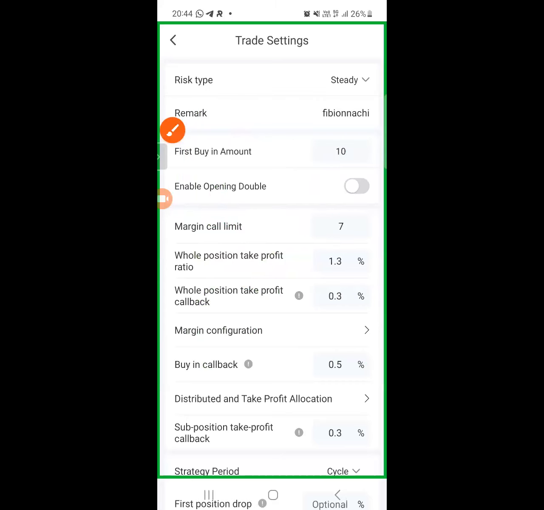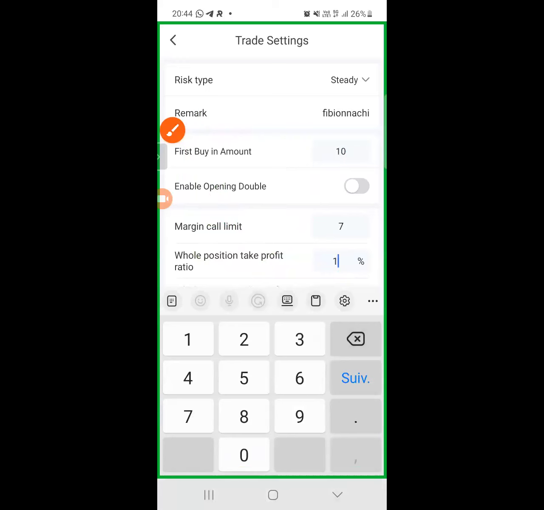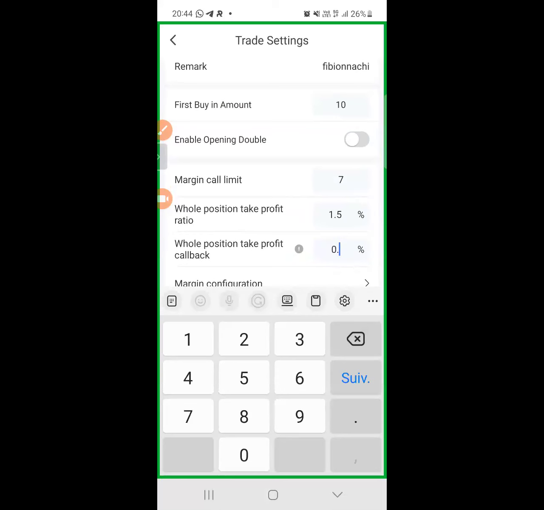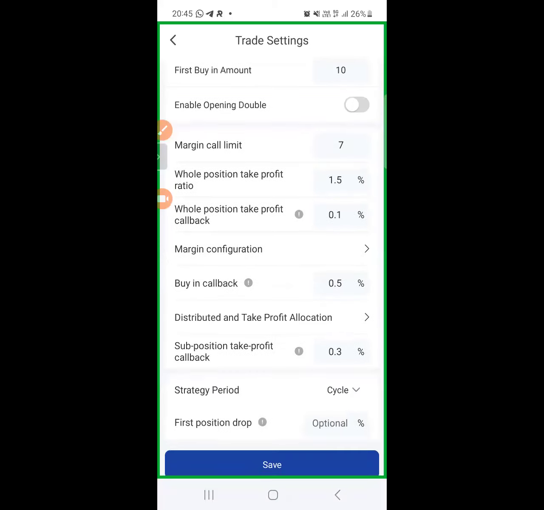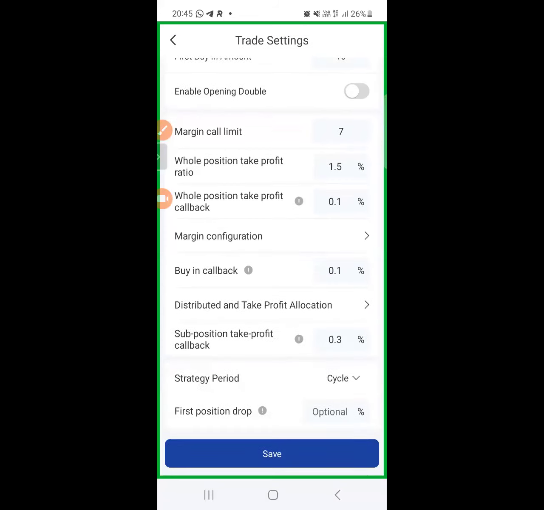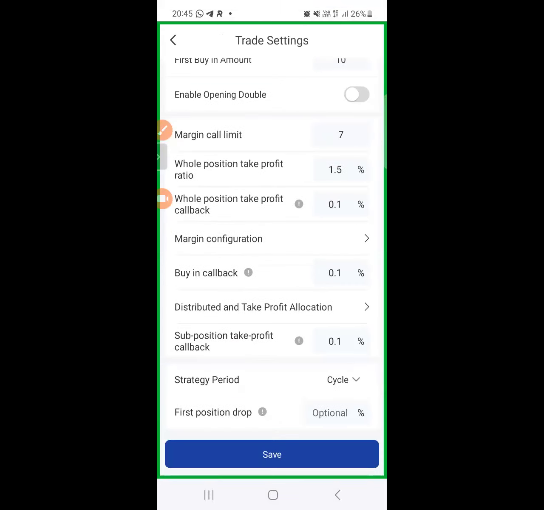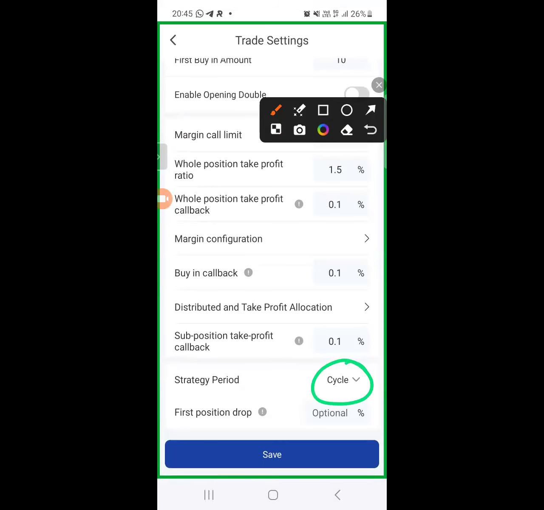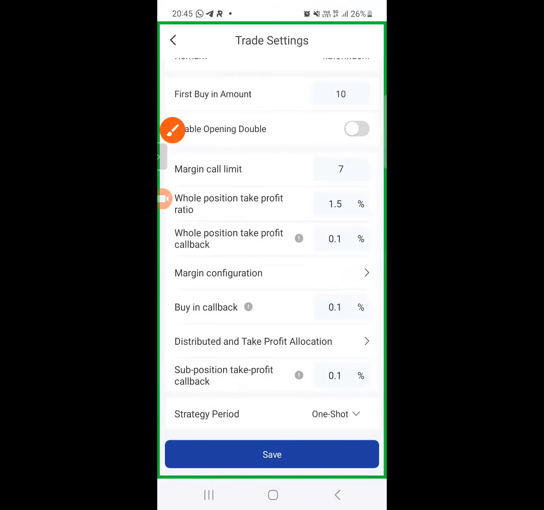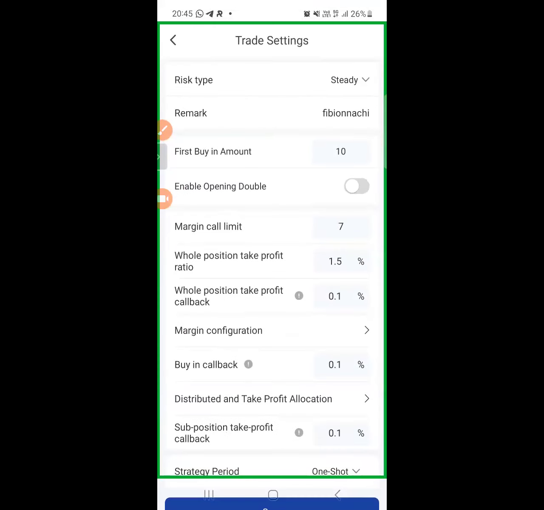Now, first take profit, as I always say, as the first setting, you put 1.5. That is just a temporary setting. So if the signal says 2%, you come and change it. Then we do the same thing, 0.1. Here you can allow yourself to be greedy. You can put 0.2 or even 0.3, but let me limit it to 0.1. Okay, 0.1 and 0.1. Then always on one shot, because we are doing it for one shot. Now, the first buy amount $10. We want it to go for 7 rounds.